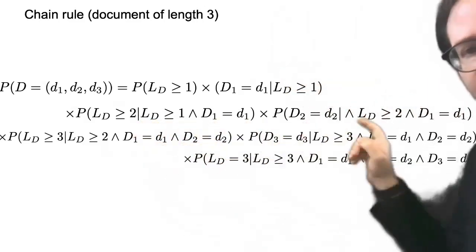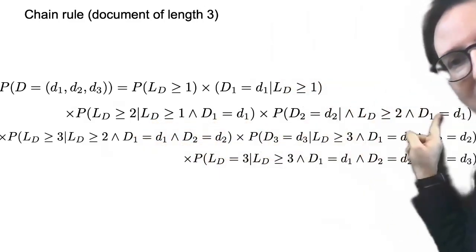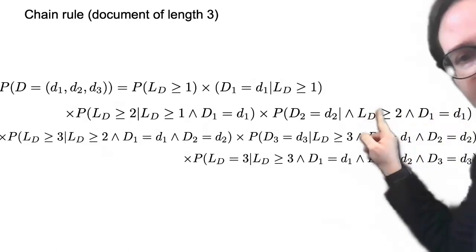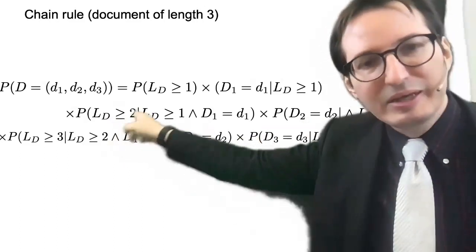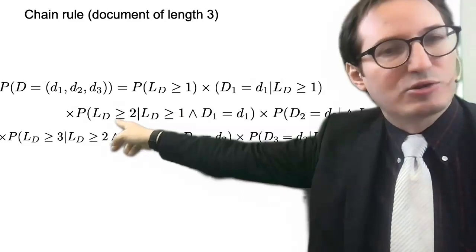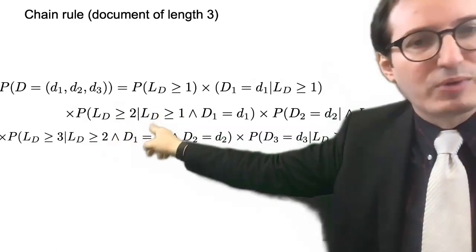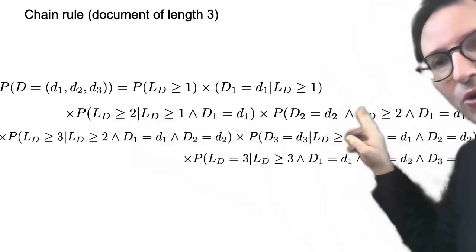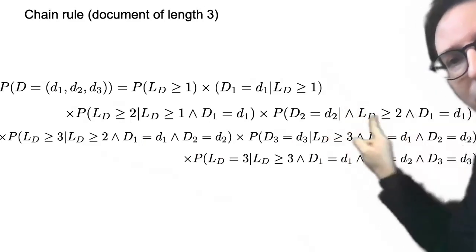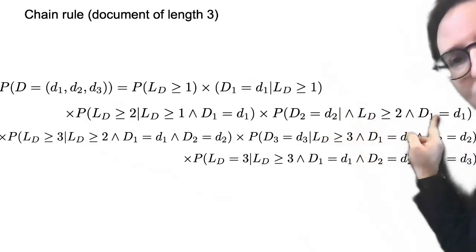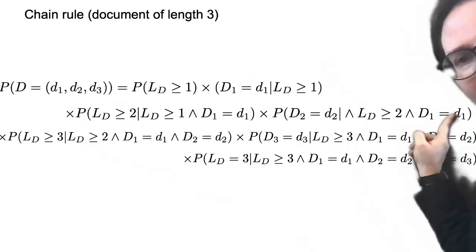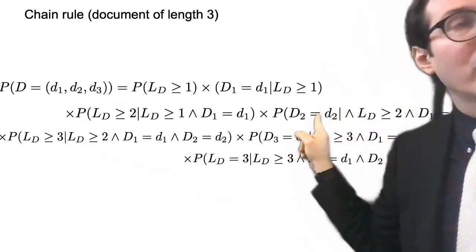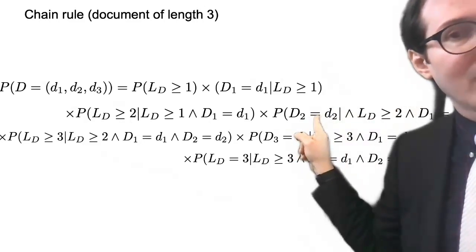Now, I know at that point that the length is at least 2 and the first term is D1. I dropped the at least 1 because it implies the other, right? If I know it's at least 2, then I also know it's at least 1. So this is why this one now goes away. Condition on the fact that the length is at least 2 and the first term is D1, what is the probability that the second term is D2, right?